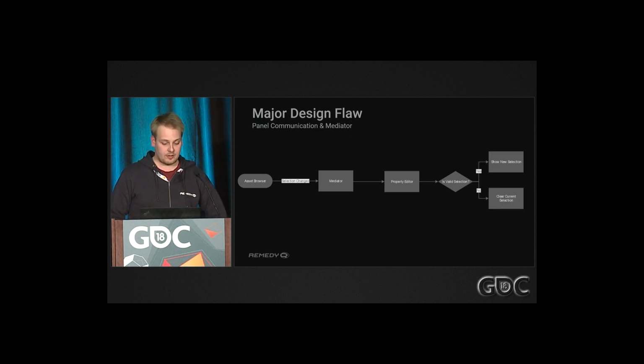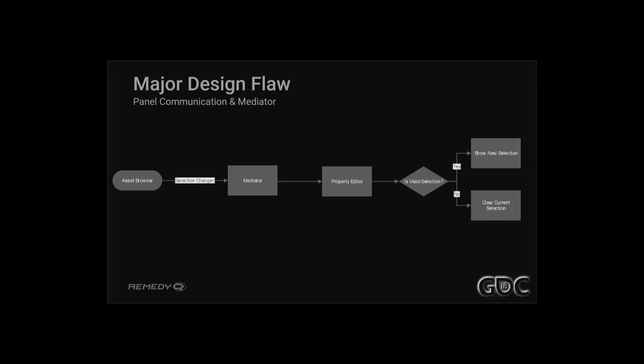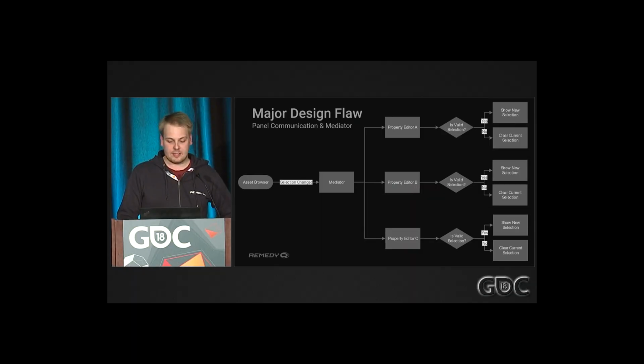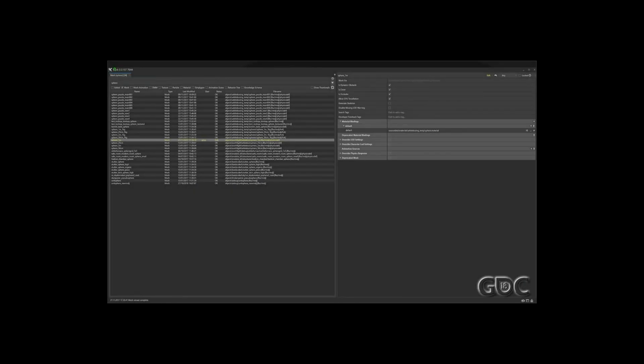In the case of the property editor, it was responsible for deciding if it should change the selection, keep it, or clear it. And you could have any number of panels in different states handling the same messages. So let's have a look at a concrete example of the problem that occurred when we added new panels for mesh editing workflow to allow users to edit physics definitions.